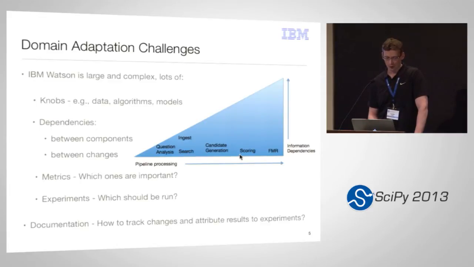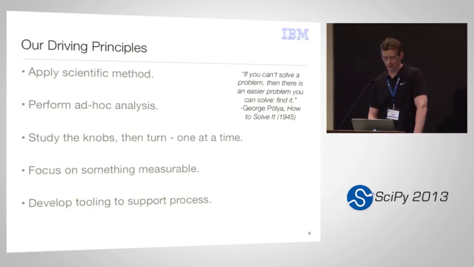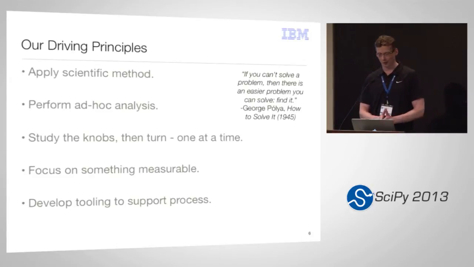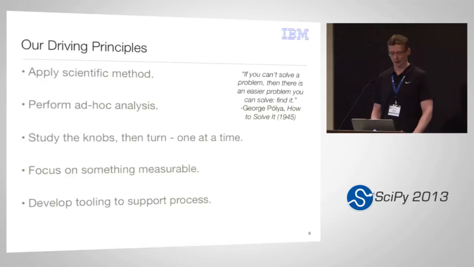And documentation was a big issue for us, because we wanted to remember what we did. Whenever we changed something, we wanted to remember what the impact of that was, and we wanted to attribute results back to experiments. So these were our problems, and we set out a set of driving principles: we wanted to apply a scientific method for dealing with all these experiments.